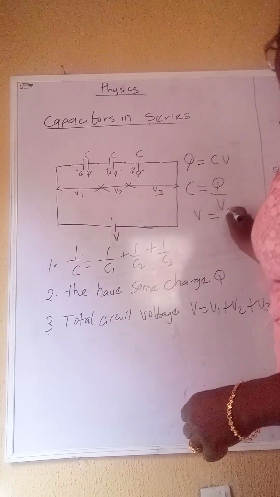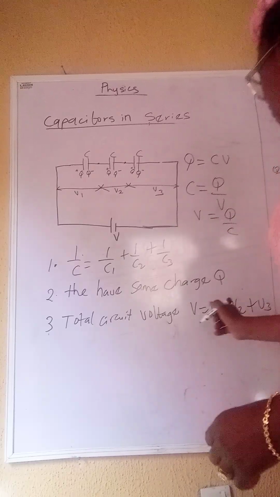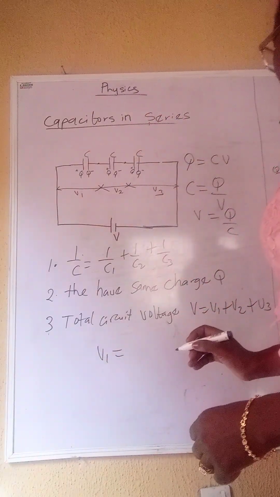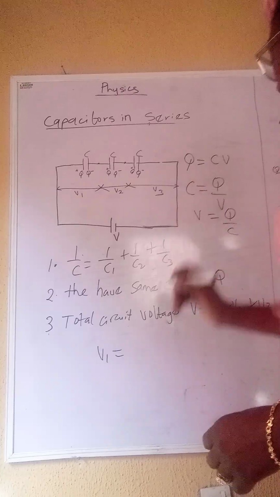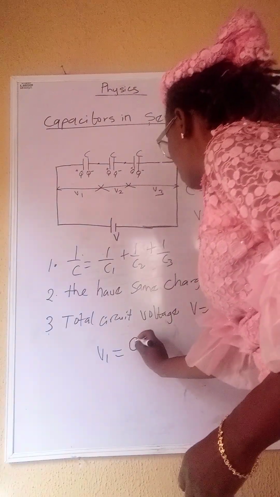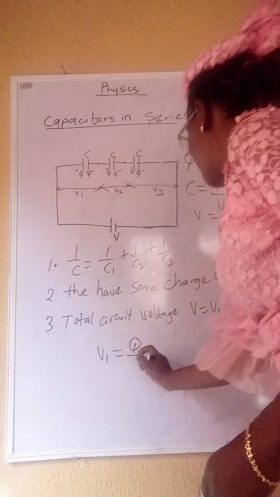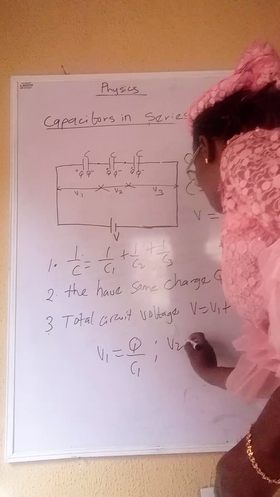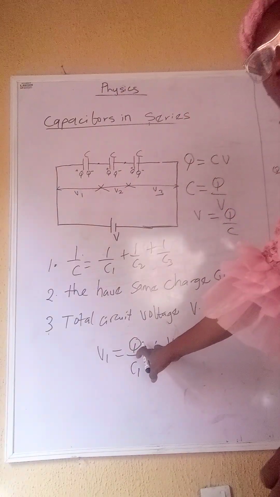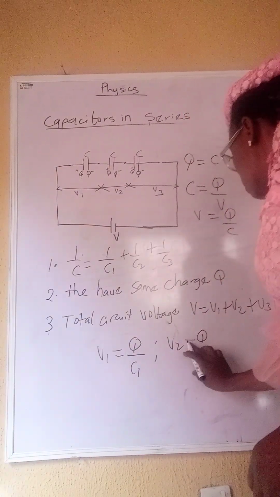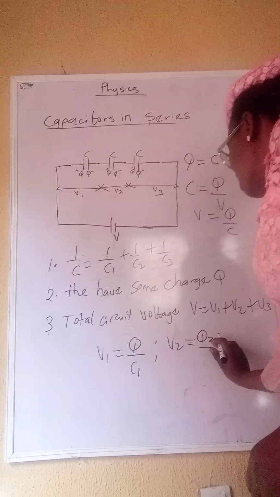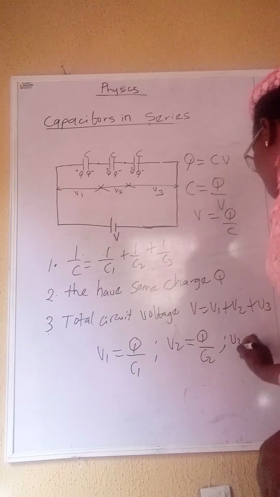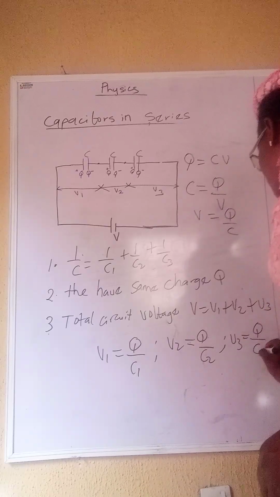So now, from here, if we make V the subject, we'll have V is equal to Q over C. Okay? So from here, we can find V1. V1 will be equal to Q all over C1, right? V2 will be equal to, because they have the same charge, we're not numbering the charge, Q all over C2. Then V3 will be equal to Q all over C3.